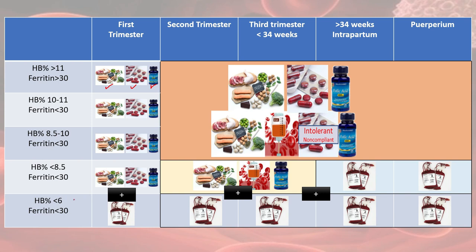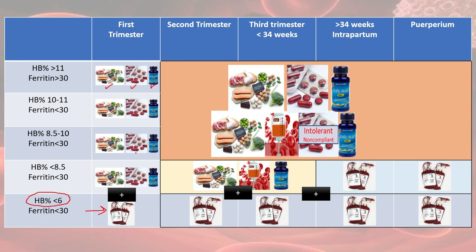In severe cases where the hemoglobin is below 6, there is the risk of anemic heart failure. So you have to give packed RBCs until you reach the second trimester. You give packed RBCs to correct the anemia, but you did not correct the deficient iron stores. So we wait for the second trimester.